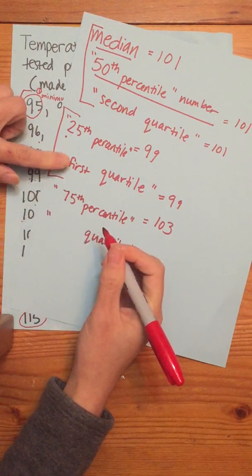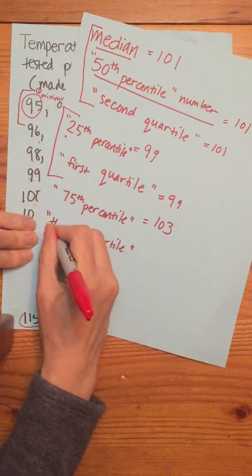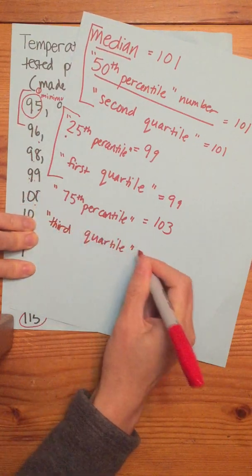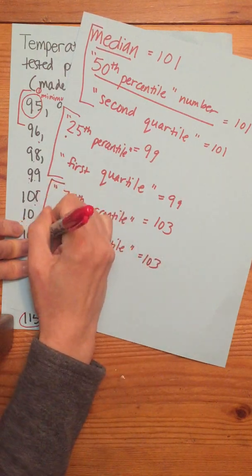Well, this was the first quartile. The median was the second quartile. So this one is the third one. We call it the third quartile because there are 3/4 of the numbers below it. And that's going to be 103. And these two words mean the same thing.